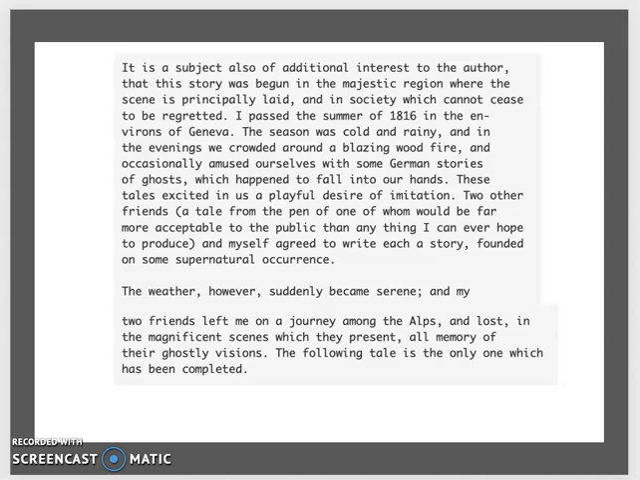I think he's talking about Lord Byron, but it's a tale from the pen of one of whom would be far more acceptable to the public than anything I can ever hope to produce. You can think about whether that's a smart thing to say about the woman you love. So the weather, however, suddenly became serene, and my two friends left me on a journey among the Alps and lost in the magnificent scenes which they present, all memory of their ghostly visions. The following tale is the only one which has been completed.